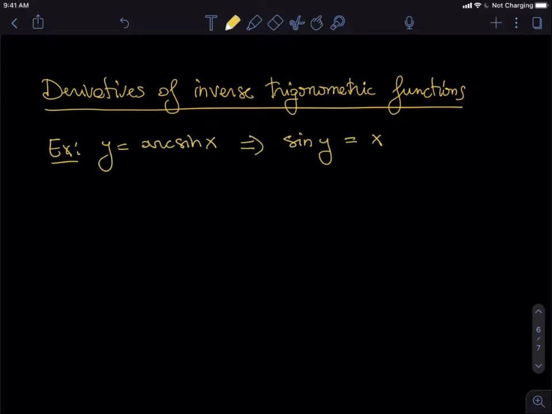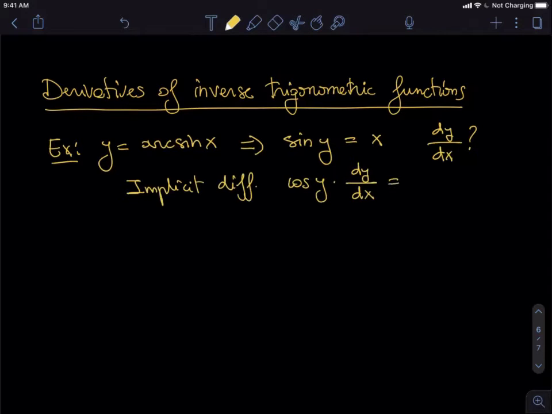And then remember that if all we want to do is find the dy dx, we can do this by using implicit differentiation. Remember, the sine of y would give the cosine of y times dy dx, and then the right hand side would give 1. And from here we get the formula dy dx equals 1 divided by cosine of y.